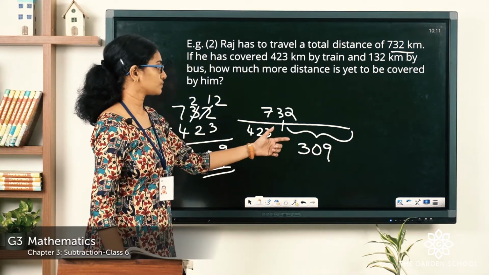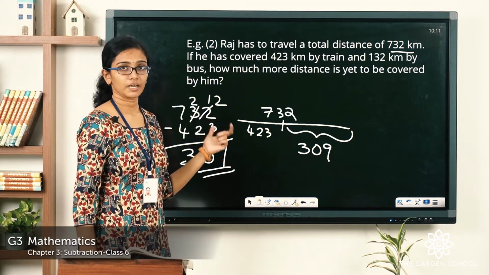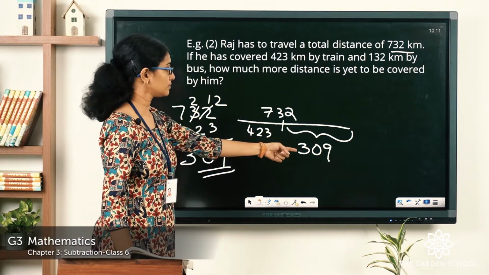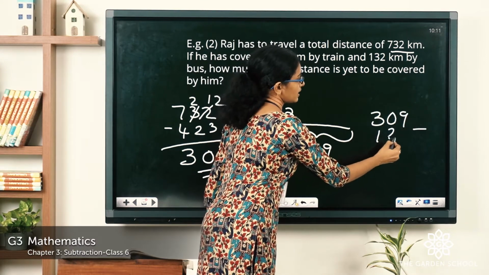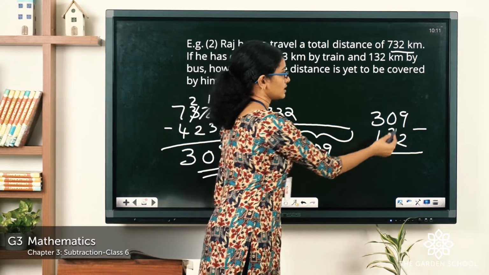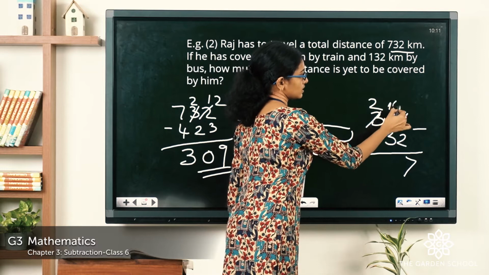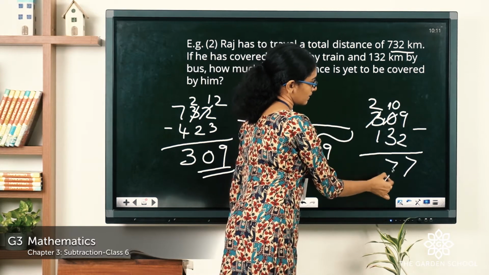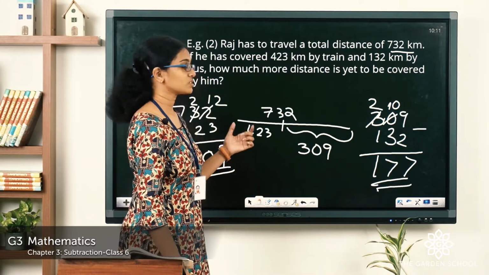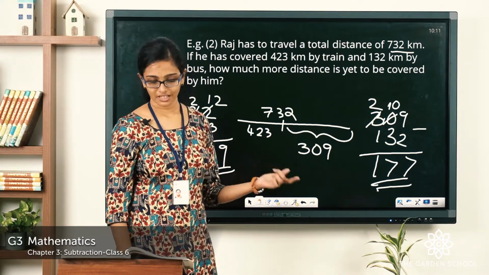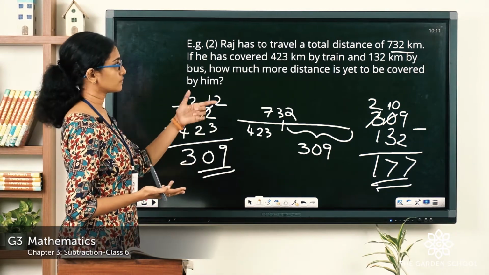Now out of this 309 kilometers left, he traveled 132 kilometers by bus. So let's subtract that from the total distance left. So 309 minus the distance travelled by bus. So that gives us 9 minus 2 is 7, 0 minus 3 we cannot do. So we borrow, making this 2 and this one 10. So 10 minus 3 it is 7, 2 minus 1 it is 1. 177 kilometers. So how much distance is left? 177 kilometers is left. That is the distance he has to travel to cover the total distance of 732 kilometers.